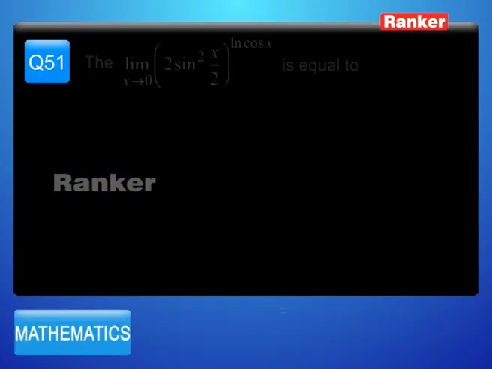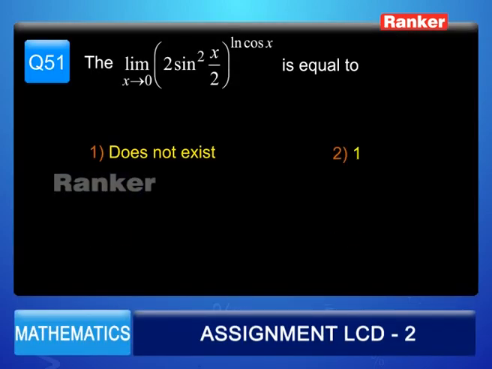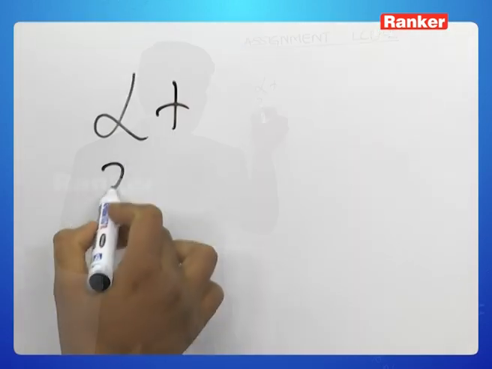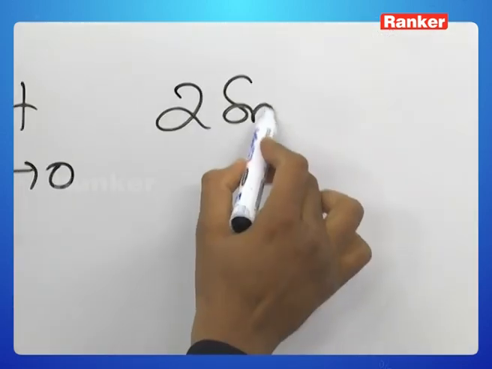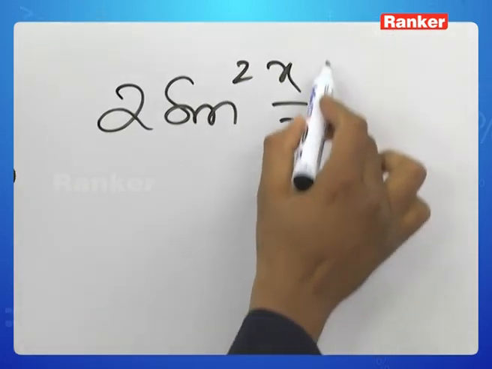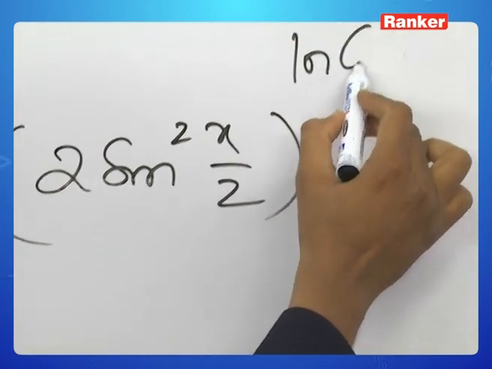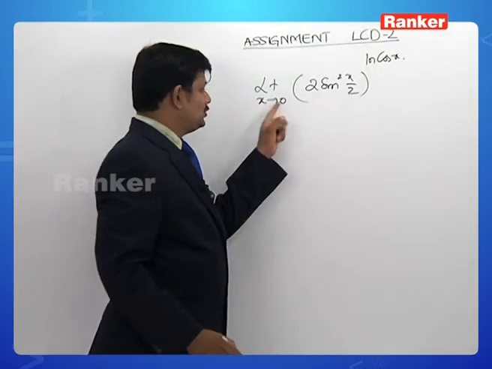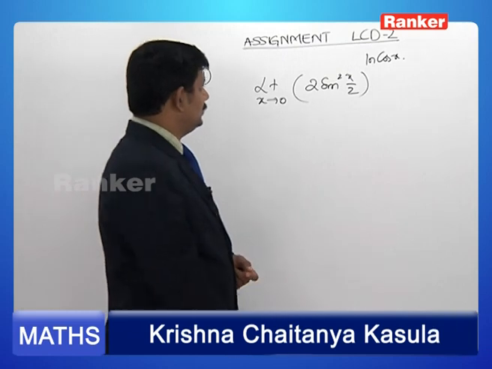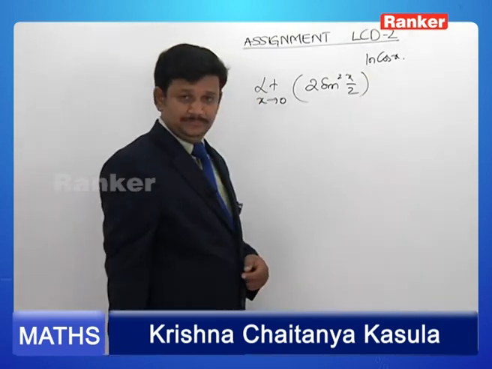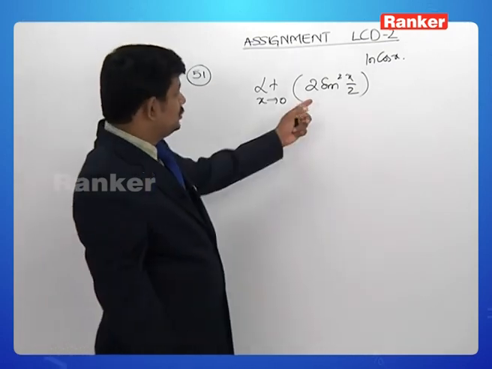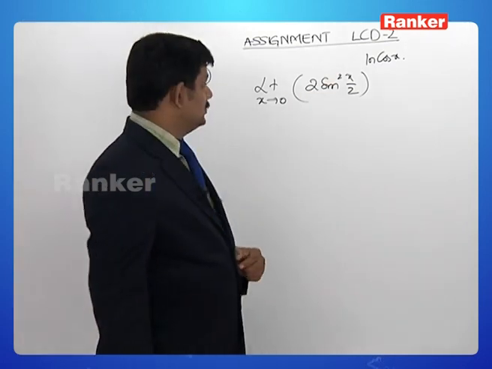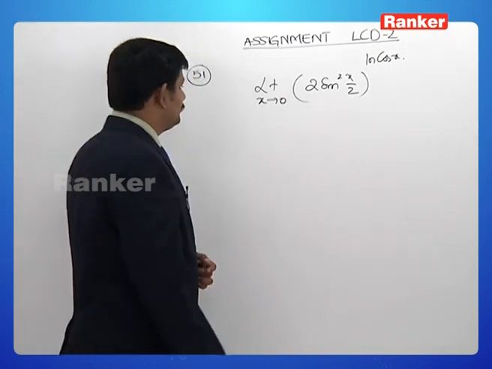Next question, the limit as x tends to 0 of (2 sin square x by 2) power log cos x. We have to evaluate this limit. As x tends to 0, we can see cos x tends to 1 and log cos x tends to 0. And as x tends to 0, 2 sin square x by 2 also tends to 0. This is 0 power 0 form.